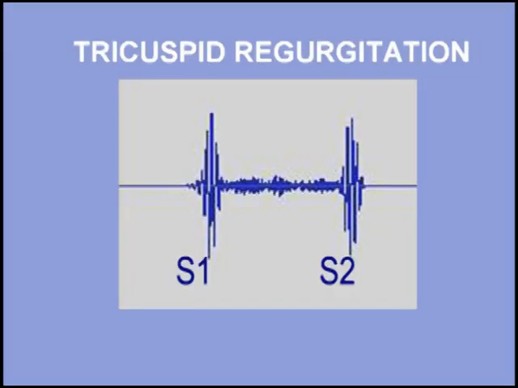In summary, patients with tricuspid regurgitation may present with a pansystolic murmur at the lower left sternal border that increases with inspiration. Listen once again to the murmur of tricuspid regurgitation.